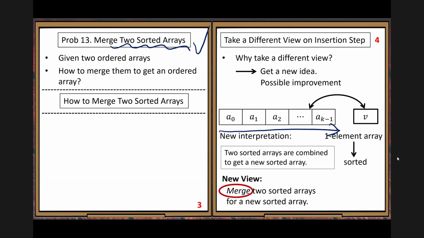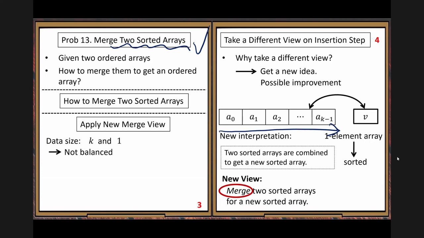For the merge, we need to address all the details. Apply the new merge view this time. In insertion, the sizes of the two arrays are 1 and K, where one is 1. That's a special case. It's not balanced, right? It's not balanced.